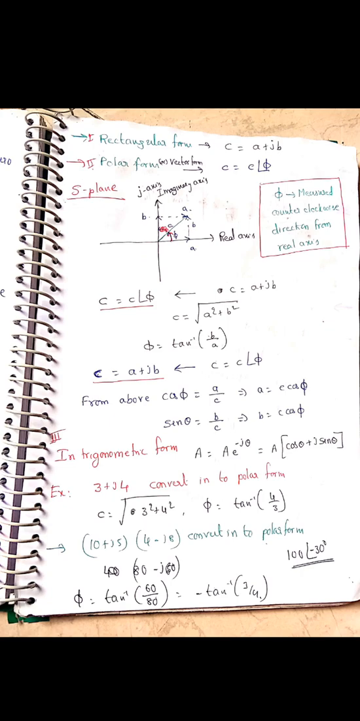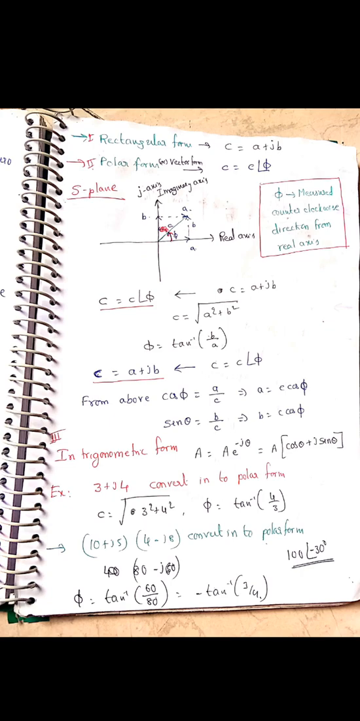So if rectangular form is given, how do we convert to polar? Say the rectangular form is given as 3 plus J4. How can you convert it into polar form, phasor form? C is equal to under root A square plus B square, and phi is nothing but tan inverse of B by A, imaginary by real.